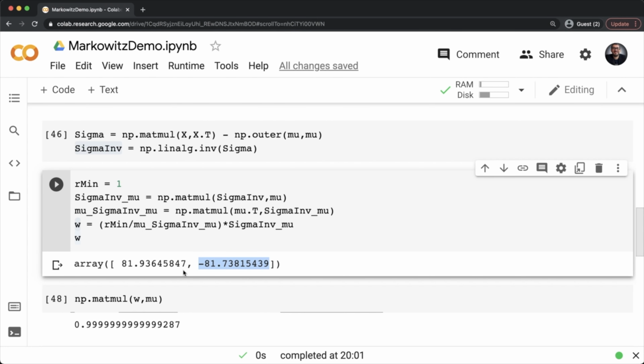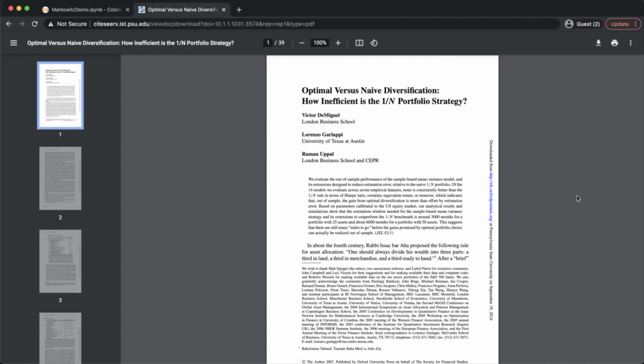And in the extreme case 0.125 and 0.75, as we saw. It doesn't make sense. So this problem has been addressed in the past, and for large matrices this is sometimes referred to as the 1 over n puzzle. People such as Victor DeMiguel, Lorenzo Garlappi, and Raman Uppal have actually addressed this problem, in the paper entitled Optimal versus Naive Diversification.